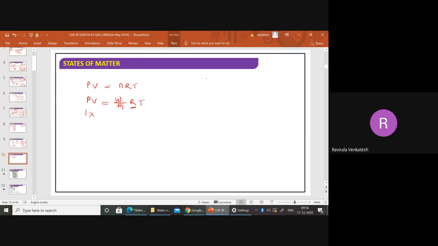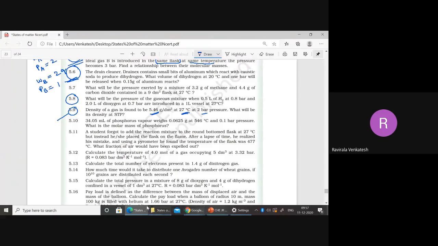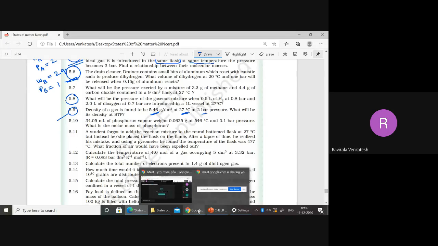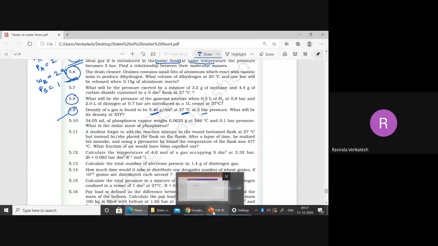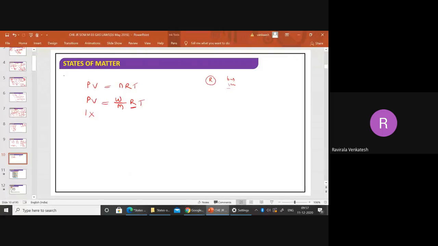Remember one thing, beta: whenever you substitute the R value in terms of bar or ATM, the volume must be taken in terms of liters. The pressure is 0.1 bar, right. So the volume, how much have they given? Tell me again, how much volume have they given?